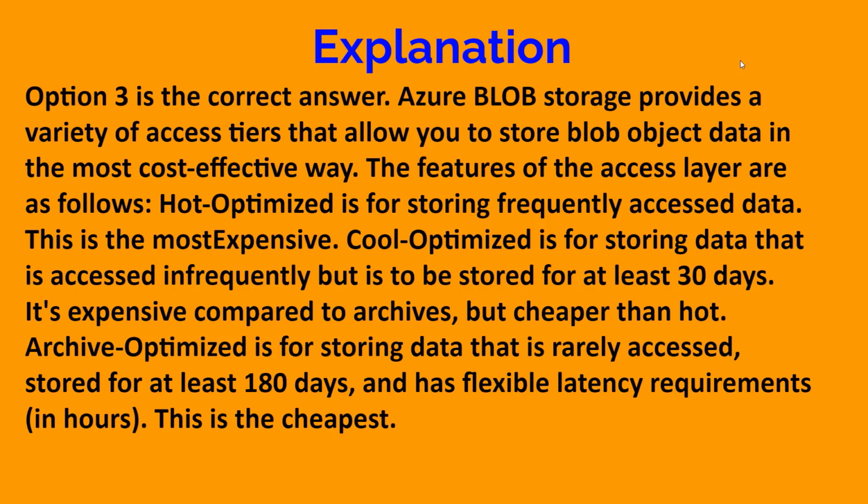Azure Blob Storage provides a variety of access tiers that allow you to store blob object data in the most cost-effective way. The features of the access layer are as follows. Hot Optimized is for storing frequently accessed data. This is the most expensive. Cool Optimized is for storing data that is accessed infrequently but is to be stored for at least 30 days. It's expensive compared to archives, but cheaper than Hot. Archive Optimized is for storing data that is rarely accessed, stored for at least 180 days, and has flexible latency requirements in hours. This is the cheapest.